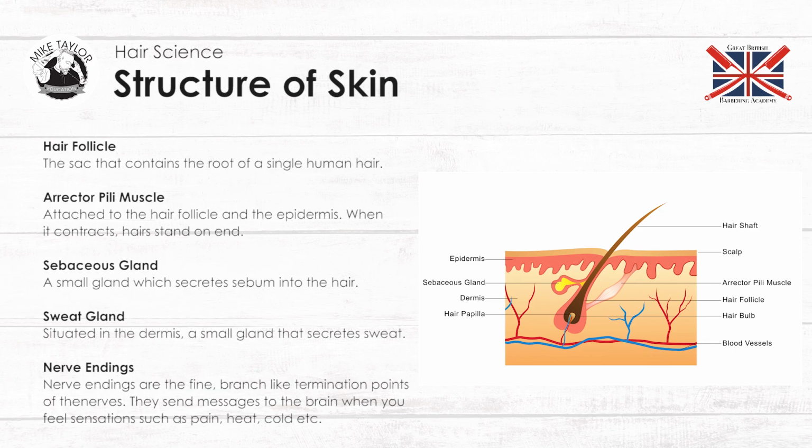Nerve endings. Nerve endings are fine, branch-like termination points of the nerves. They send messages to the brain when you feel sensations such as pain, heat, or cold.